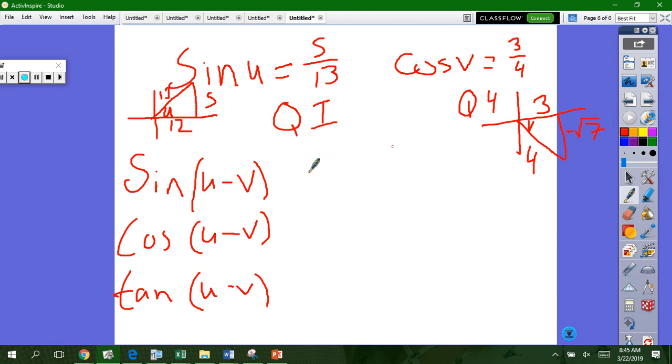Okay, so remember, this is sine U cosine V, plus minus sine V cosine U. Is everybody there with me? Yes, no, maybe so? Alex, you okay? Okay. Who is the sine of U? Well, we already know it. It's right up here. The sine of U is 5/13.